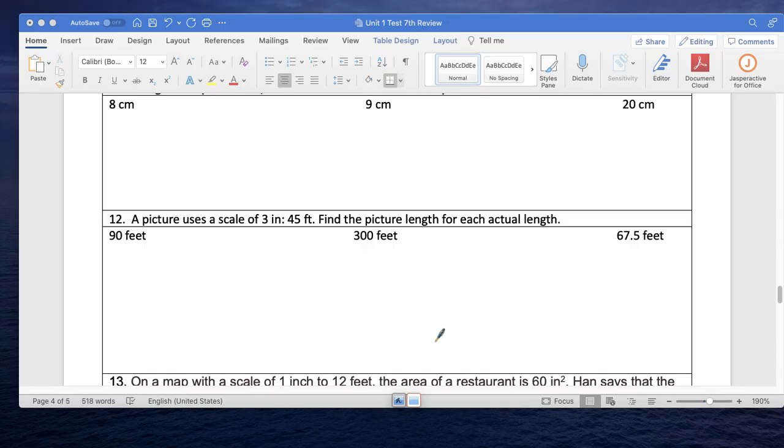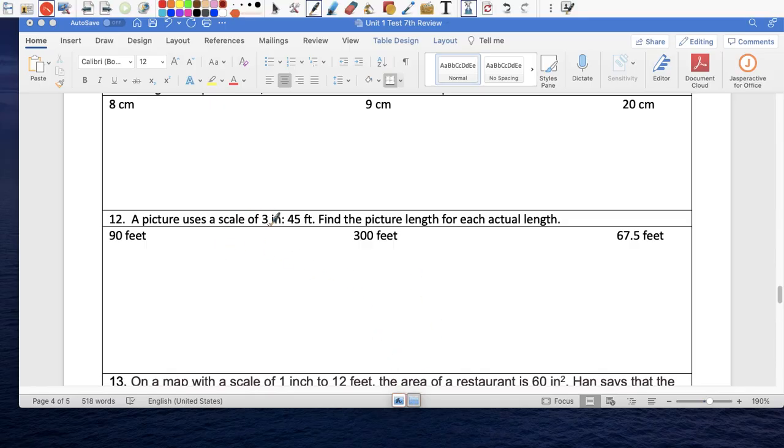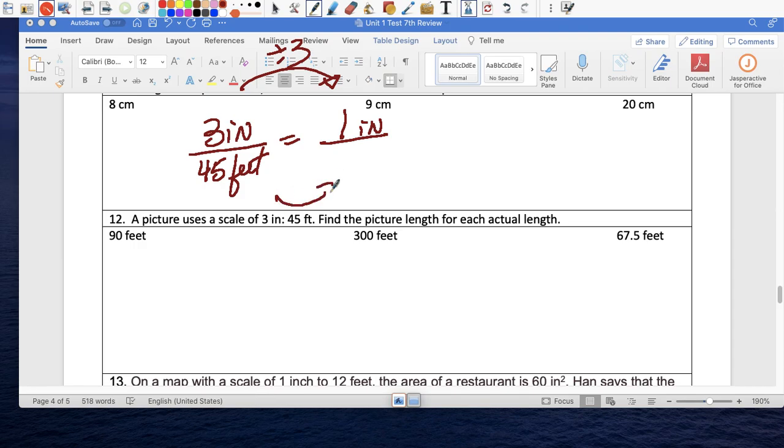12. A picture uses scale 3 inches is worth 45 feet in real life. Again, you may use this as it is, or you may want to switch it to 1 inch. As long as it doesn't give you a repeating decimal, for example, then it's probably a good idea. It makes life easier. So divide by 3, and 45 divided by 3 is 15 feet. So this works out.